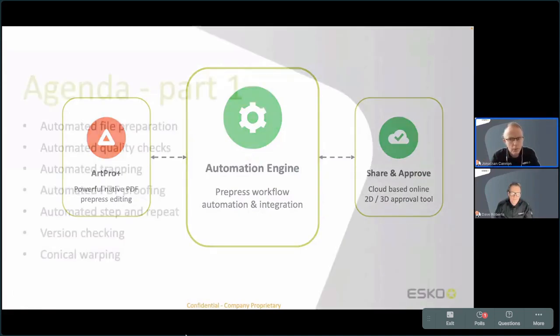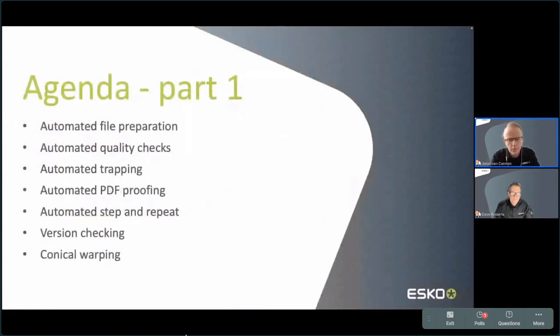Now, the agenda, as I say, we've got a lot to pack in, so we'll try and go as quickly as we can without losing too much of the detail. But we're going to start by looking at some automated file preparing, quality checking, some automated trapping, how we can automatically proof a PDF file, so add a proof legend and send it out for approval, how we can look at automated step and repeat, and we can look at some tools we can use for version checking. I'm also going to just quickly look at conical warping, because I'm sure as label printers, occasionally you're going to get a file that needs warping, for something like a yogurt pot or something like that. So we're going to have a look at how we can handle that as well.